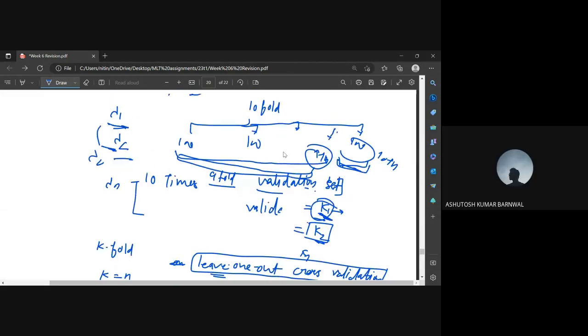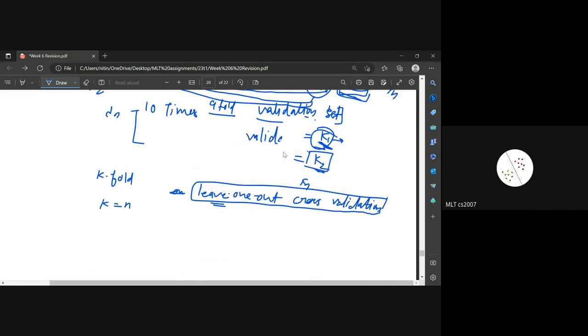Sir, what techniques are there, you said leave one out? In leave one out, we choose k equal to n. I mean, we choose n folds. N folds means in every fold you have only one data point.